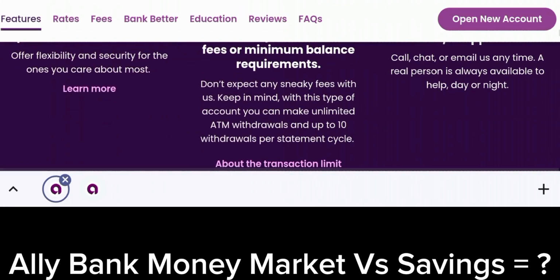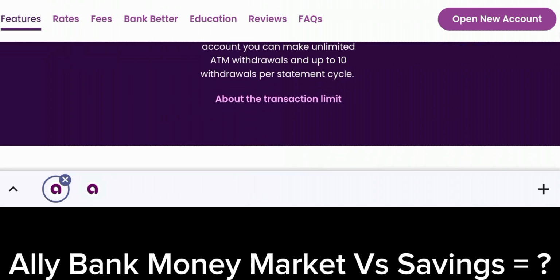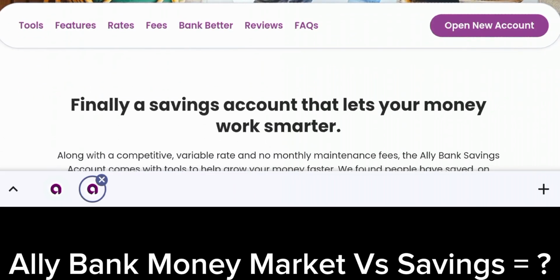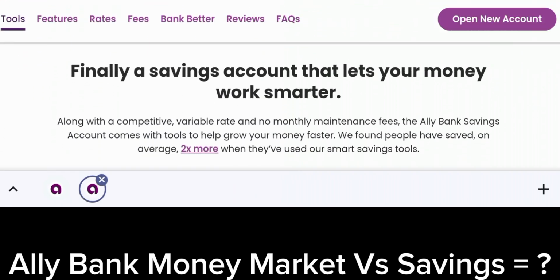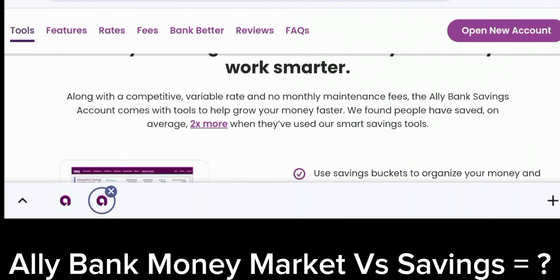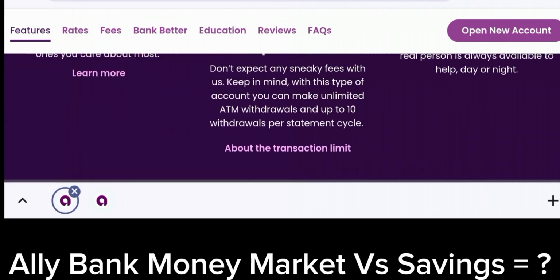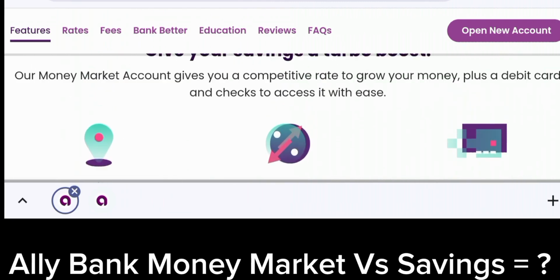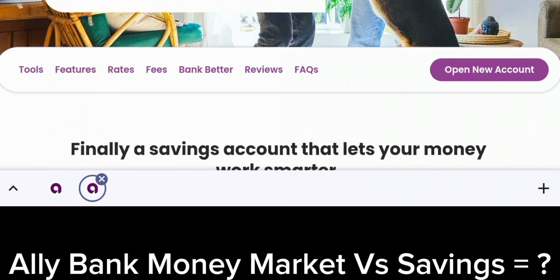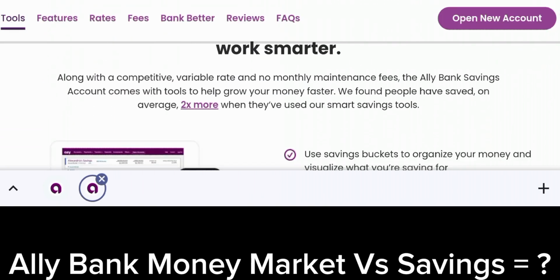Talking about accessibility, the money market comes with check writing and debit card capabilities, but the Ali Bank savings account does not offer check writing or a debit card. So in this aspect, the money market is best for ease of access and transactions. In the aspect of savings tools, the money market does not support buckets or savings boosters, which is a bit of a drawback. But the savings account supports buckets for goal-based savings and savings boosters. So in this aspect, the savings account is the best for better organization and automated savings.